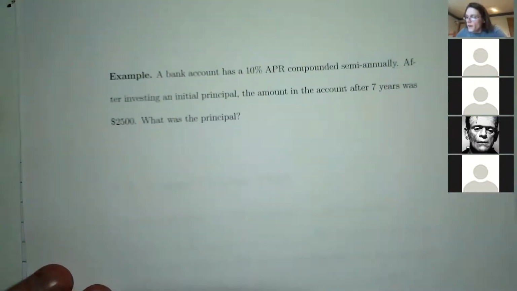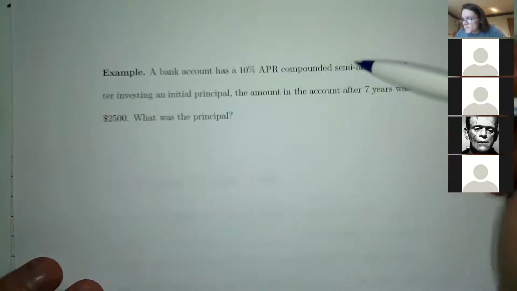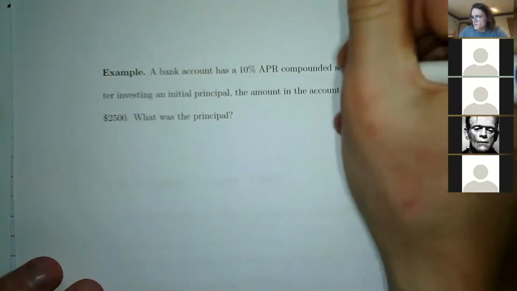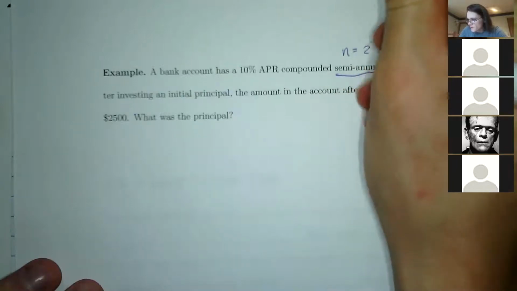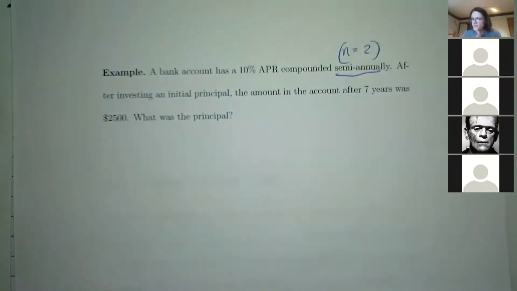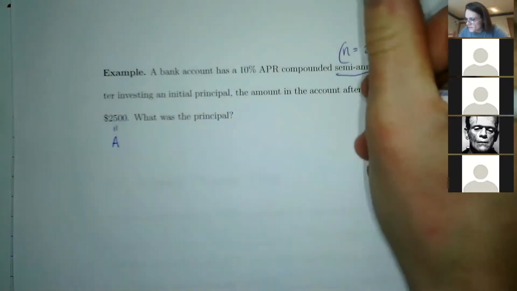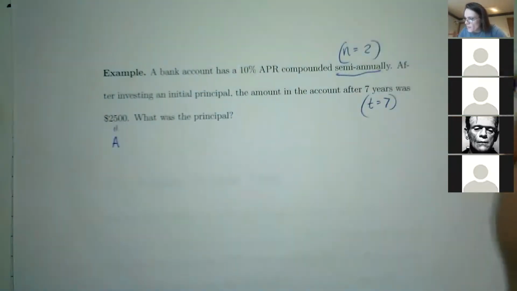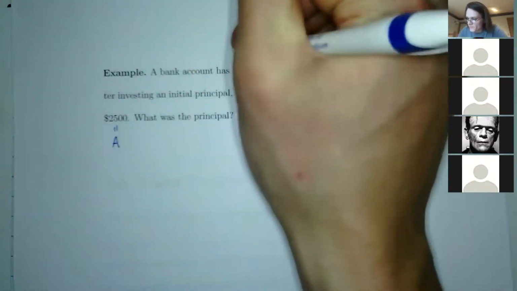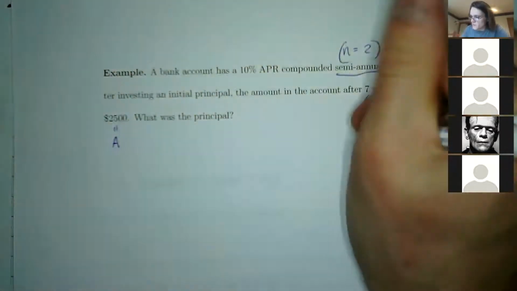This is page 3. So a bank account has a 10% APR compounded semi-annually. So that means twice a year. After investing an initial principal, the amount of money after 7 years was $2,500. What was the principal? So this one is kind of different, right? We want to know the principal, P naught, knowing A, the time T, and the APR is 10. So my rate here, I'll put it over here.